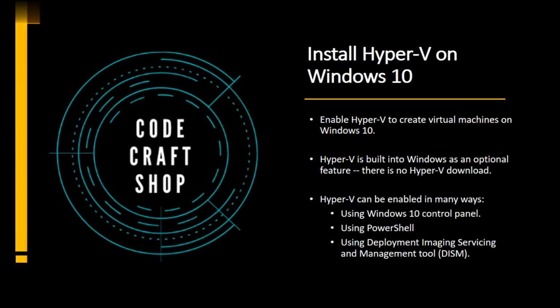Hyper-V can be enabled in many ways: using Windows 10 control panel, using PowerShell, using Deployment Imaging Services and Management tool, that is DISM, which is also an inbuilt feature of Windows 10.